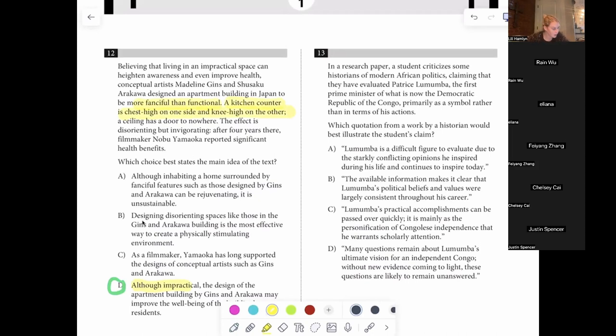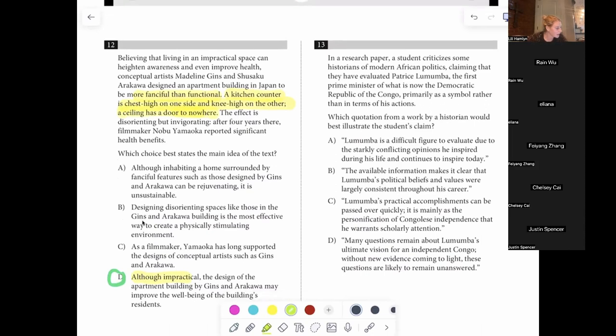What else does it have here? The ceiling has a door to nowhere. It sounds quite stressful to me, but it seems it might actually improve well-being after 4 years there. Like one guy says he wants health benefits.